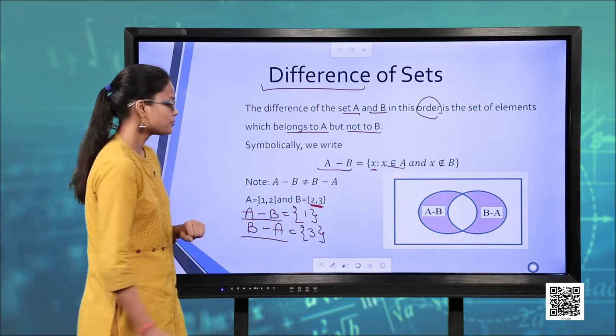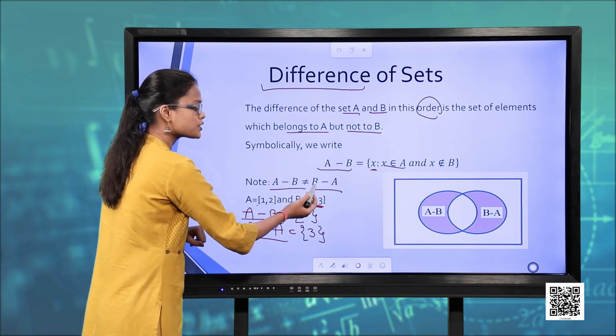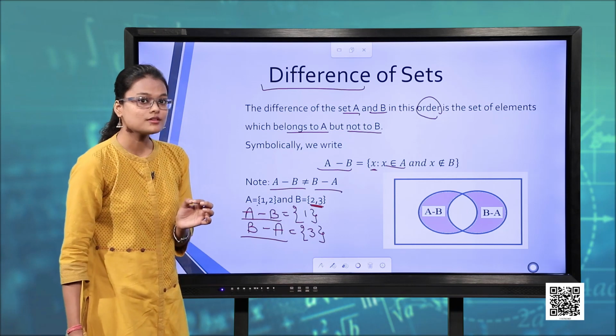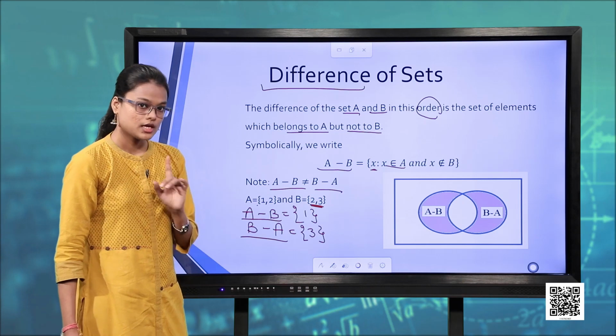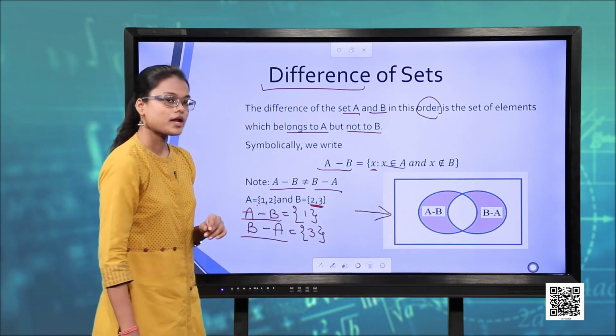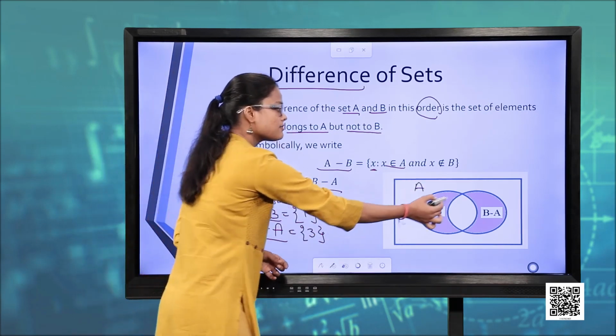Okay? Here note, A minus B is not equal to B minus A, which also says the difference operation does not satisfy the commutative law. Okay? Now see the representation in the Venn diagram. Universal set, this set is A, this set is B.